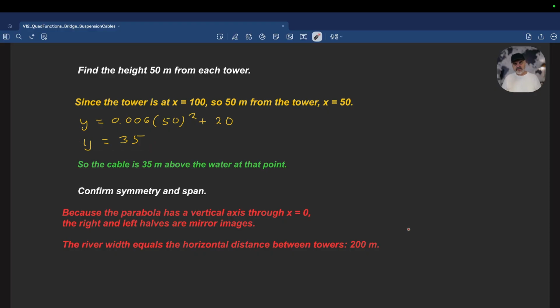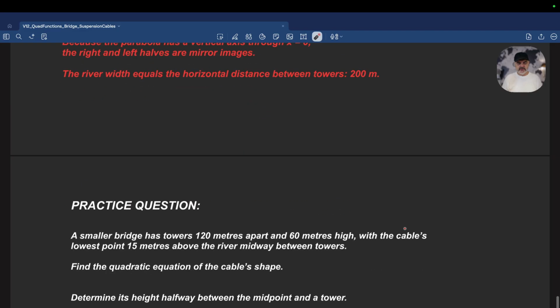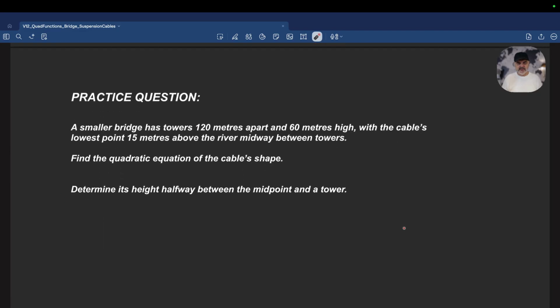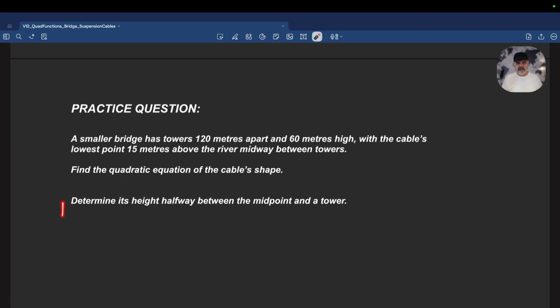If this question makes sense to you, then you proceed to do the practice questions. That's part of our lessons. We ask you to do the practice questions so that you can implement the skills right away.